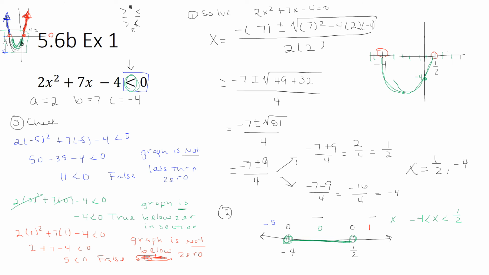Remember, we're in big boy, big girl math, so we do set builder notation. You can also do interval notation, which is a lot easier, guys. So because they're both open circles, you have your parentheses, -4 here, 1/2. And that's our solution. That's what we're looking for. We're looking for the values of x that give us the graph less than 0.